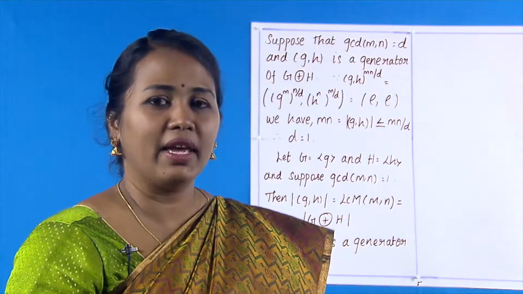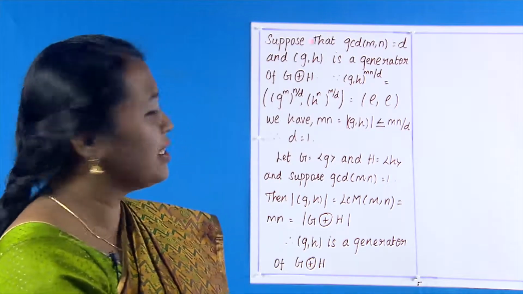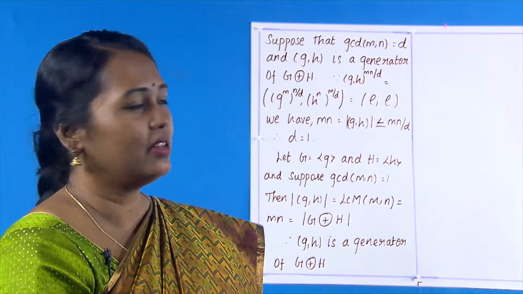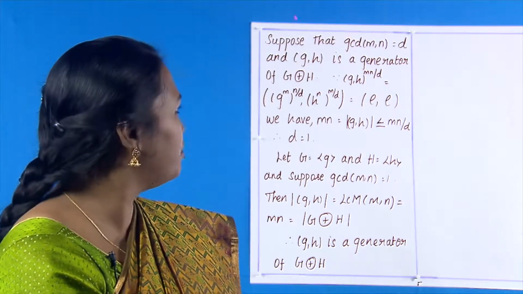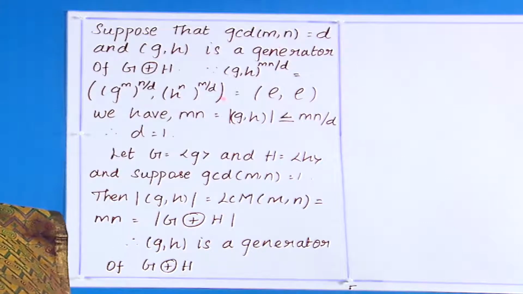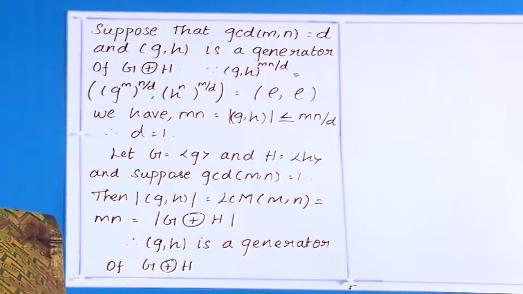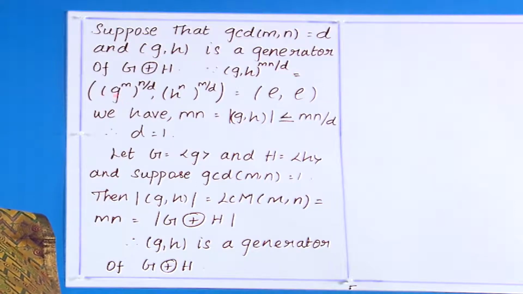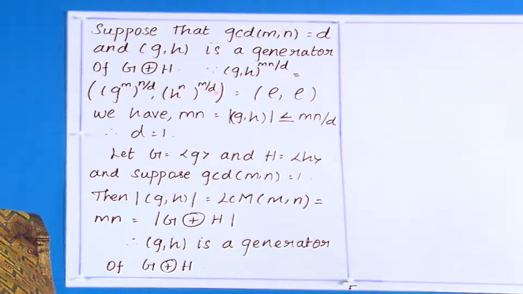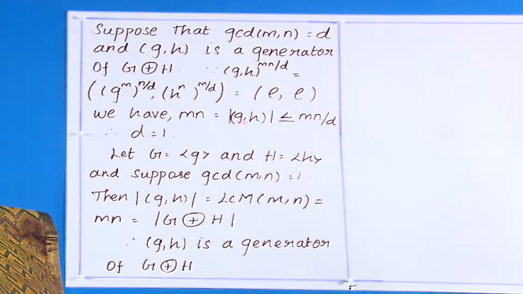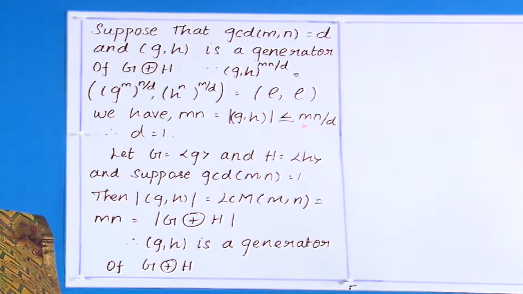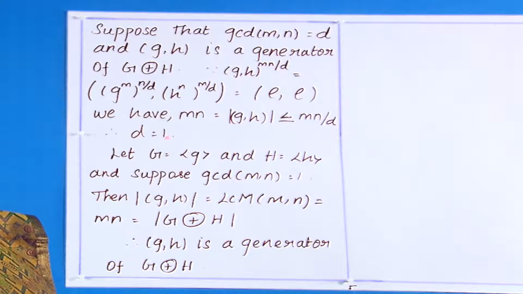Now, to prove that m and n are relatively prime, let us suppose that the GCD of m, n is equal to d and (g, h) is a generator of the direct product of G and H. Since (g, h) to the power mn by d is equal to (g^m)^(n/d) and (h^n)^(m/d), and this is equal to the identity element, therefore we get (e, e). We have mn is equal to the order of (g, h), which is less than or equal to mn by d, therefore d is equal to 1.